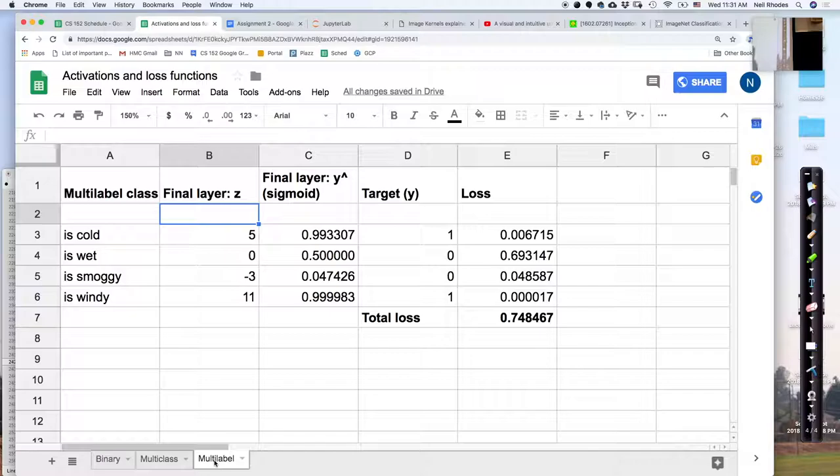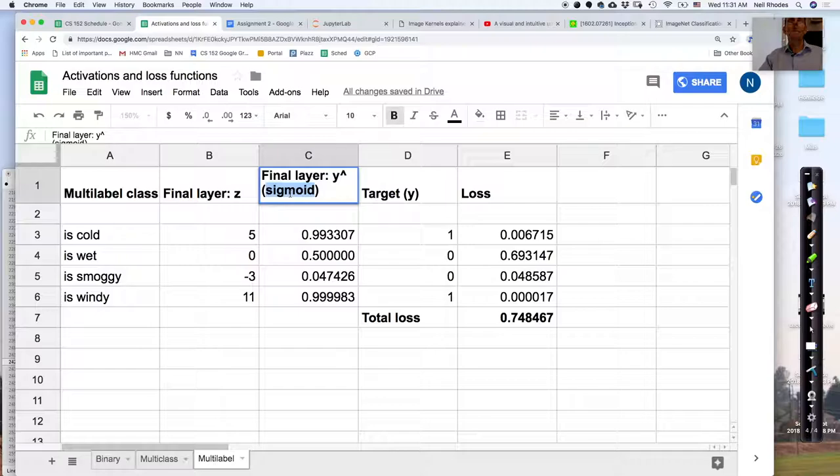Final layer in C. What should we put the label for this as? Should we call it sigmoid? It is sigmoid, yes. So let's just make sure that's a sigmoid. Yep, that's a sigmoid. So we have a loss for each one of the classes, and we sum it for our total loss. So we see our highest loss is because is wet, we're 50-50 on. Okay, so that's the not doing so good. Anything else is reasonable.